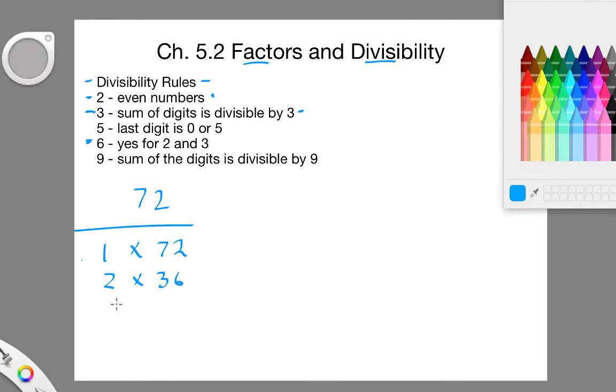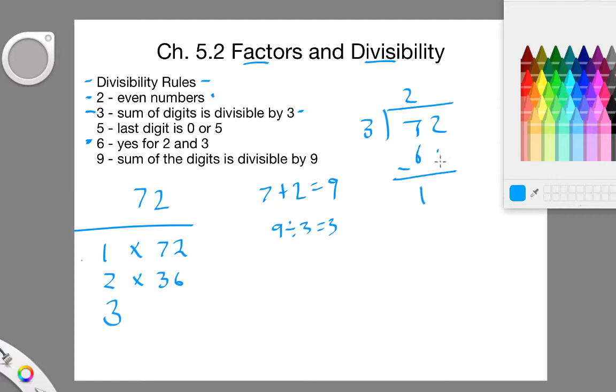What about 3? Well, we can check the divisibility rule. We already know that 7 plus 2 is equal to 9, and 9 is divisible by 3. So for 3 it works. You add them up, then you divide by 3, and if that's true, it works. But we're still going to have to do long division. 3 goes into 72 twice here. 3 goes into 7 twice, so 2 times 3 is 6. Take away 6, bring down the 2, and 3 times 4 is 12. So 3 times 24 is 72.